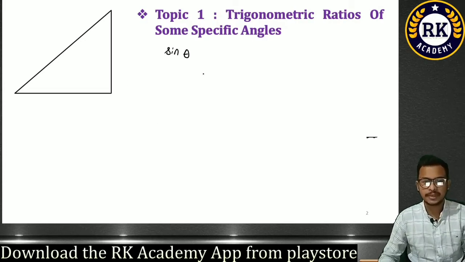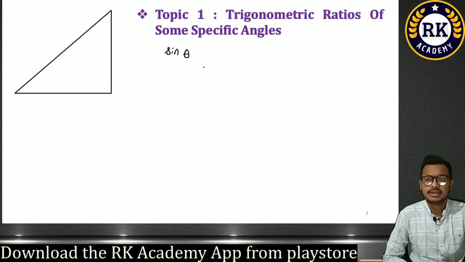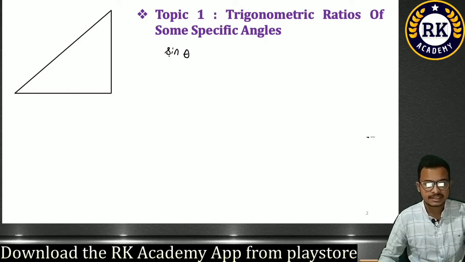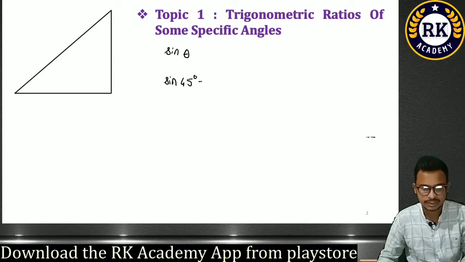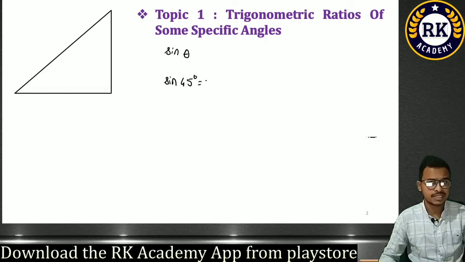Topic 2, trigonometric ratios. Let's find some trigonometric ratios of given specific angles. Now sin theta means theta is equal to some value of angle. First we'll start with sin 45. Sin 45 degrees. Okay students, you have to find sin 45.